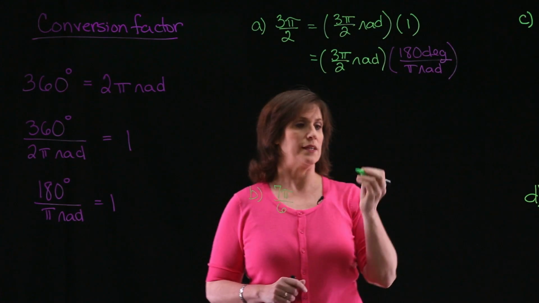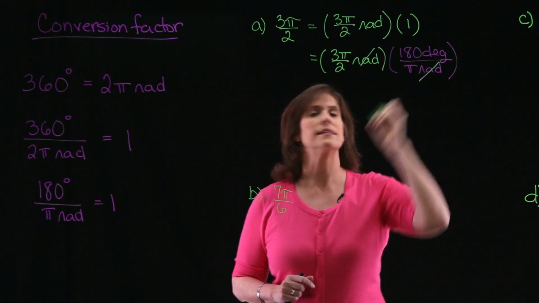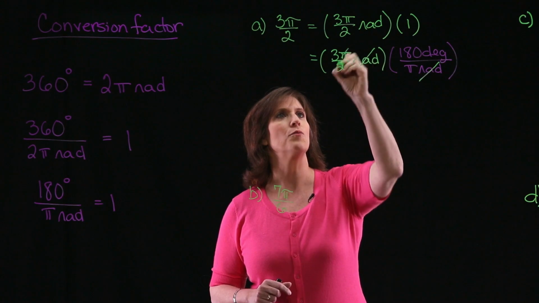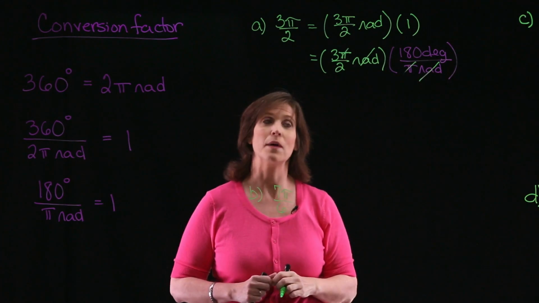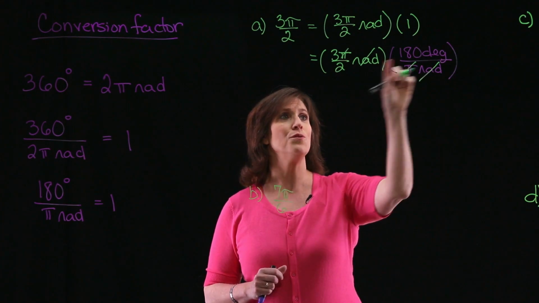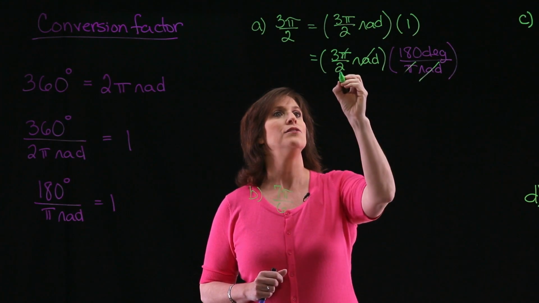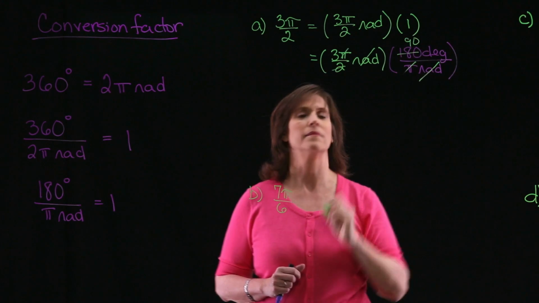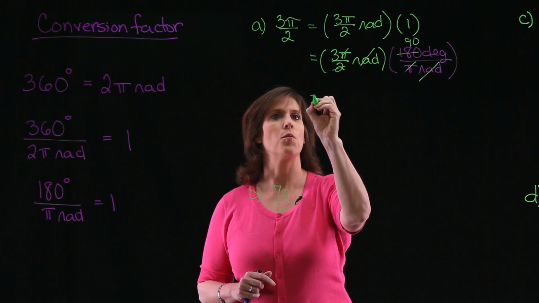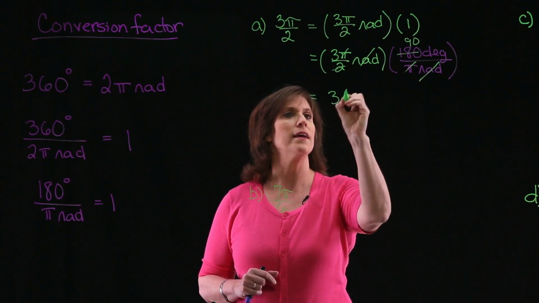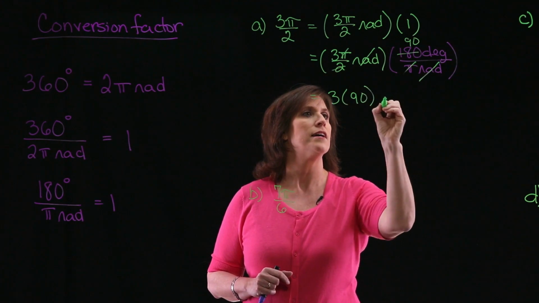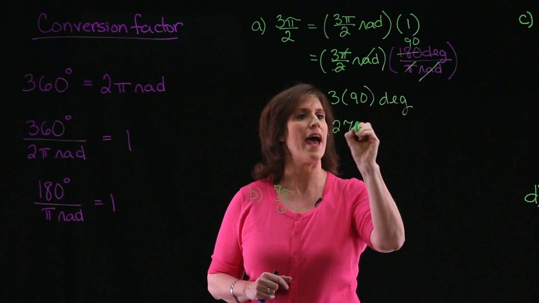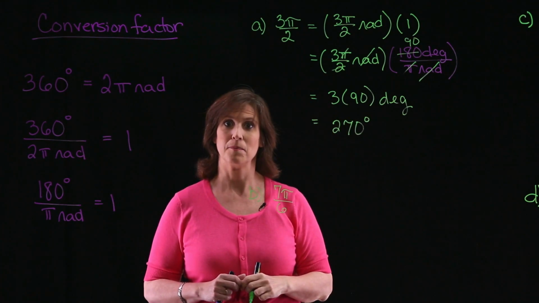Notice what happens when I do this. The units of radians cancel. Something else cancels as well. I have a pi in the numerator and in the denominator, so they will cancel out. And also 2 goes into 180. 2 goes into 180 90 times. So with all this cancellation, what I end up with is 3 times 90 degrees, which is 270 degrees.